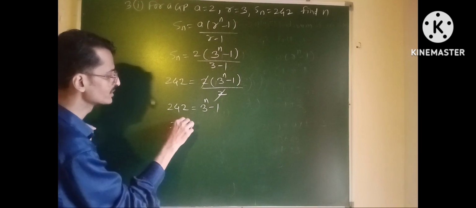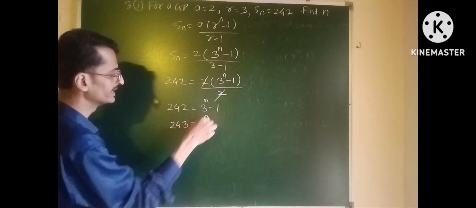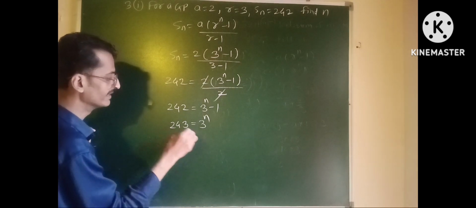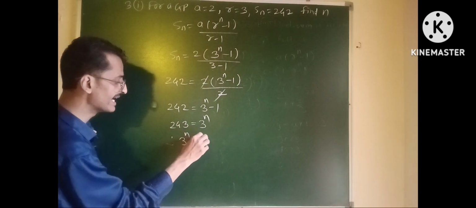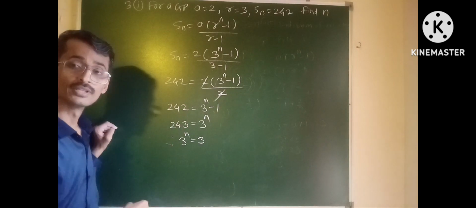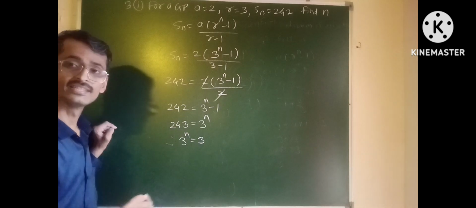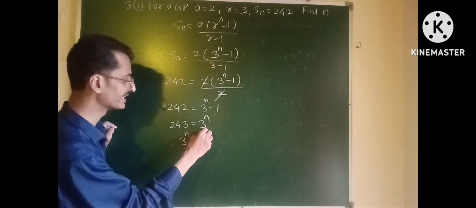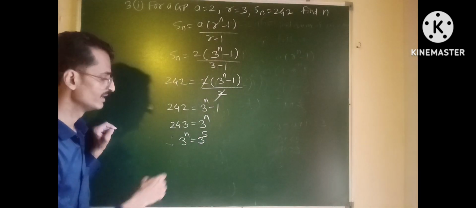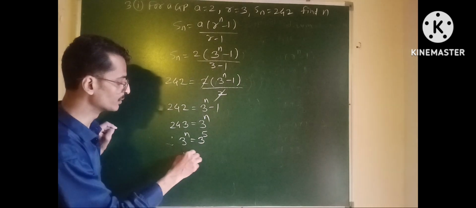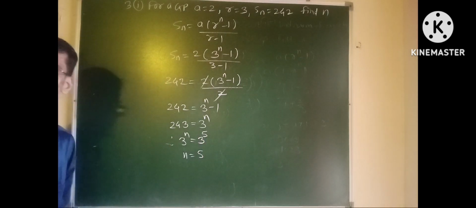242 plus 1 is 243, which is equal to 3 raised to n. And therefore 3 raised to n, write 243 as 3 raised to something. So what is this 243? You can divide by 3 and check, or find out the factors. So 243 we can write as 3 raised to 5. As the base is the same, 3, we can compare this. N is equal to what? 5. Okay.